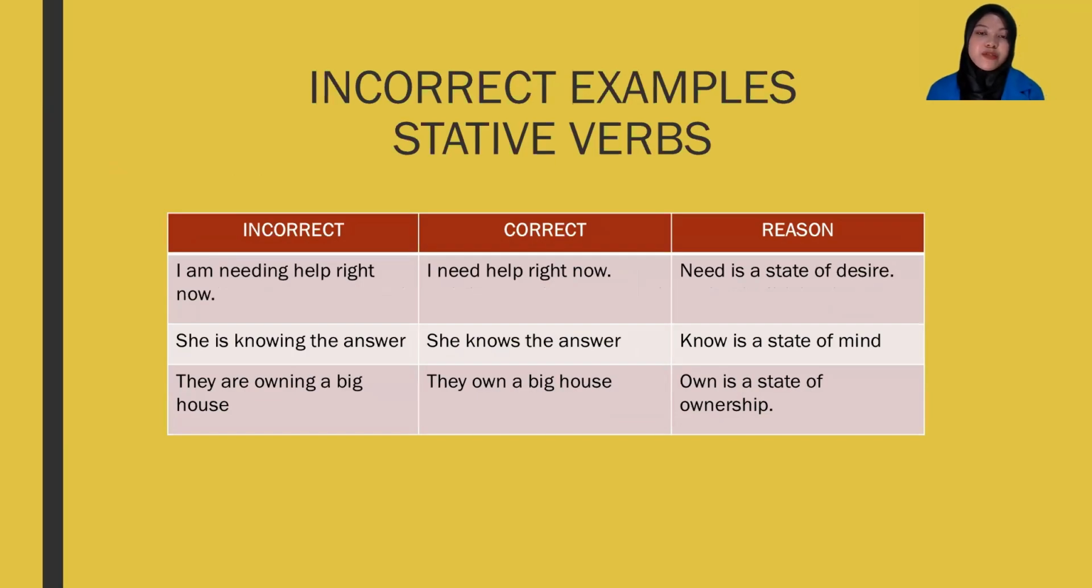Incorrect examples of stative verbs. This is incorrect: I am needing help right now. The correct is I need help right now. Reason: need is a state of desire. She is knowing the answer. Correct is she knows the answer. Reason: know is a state of mind. They are owning a big house. This is incorrect. The correct is they own a big house. Reason: own is a state of ownership.